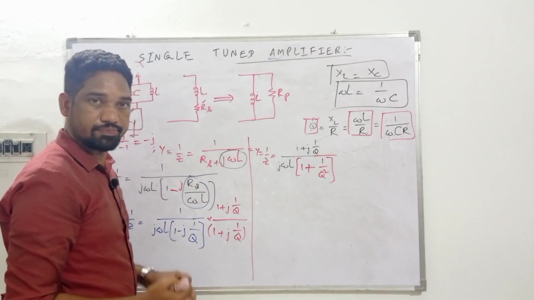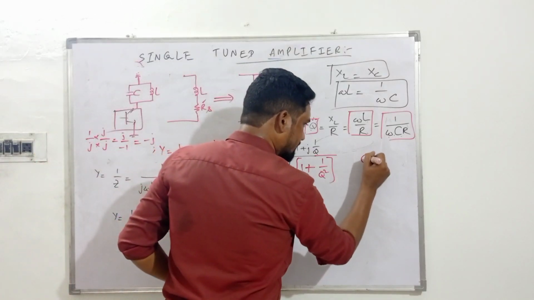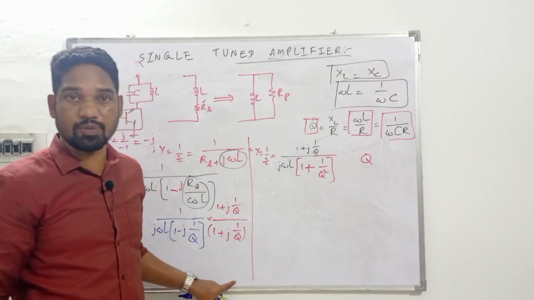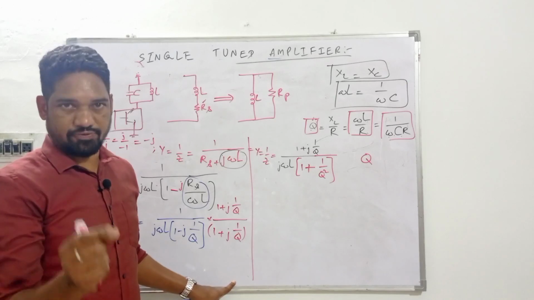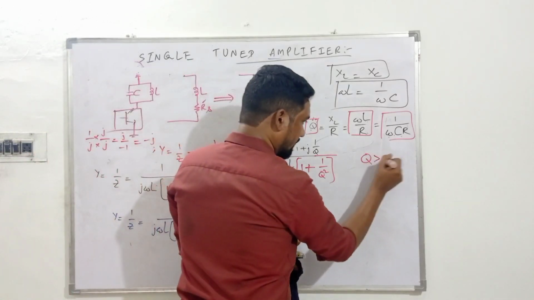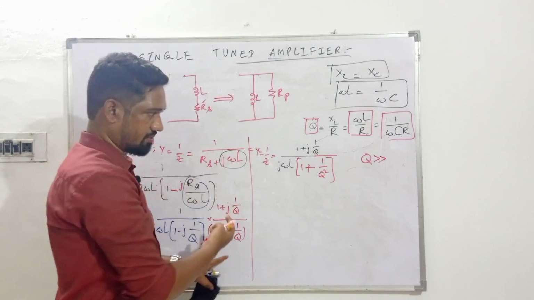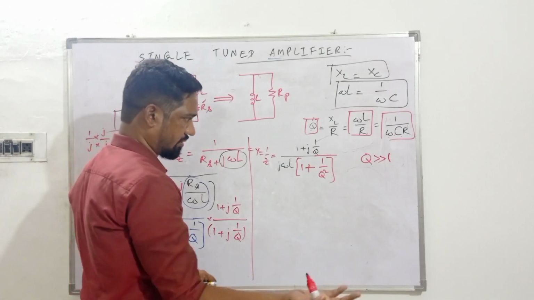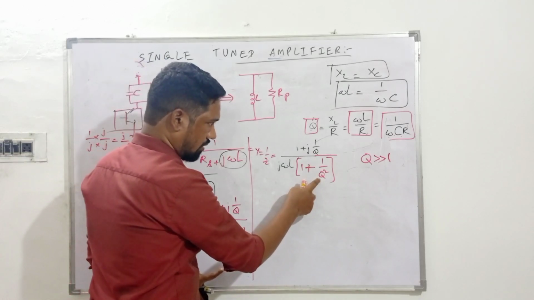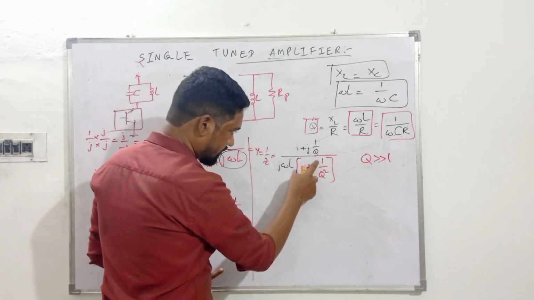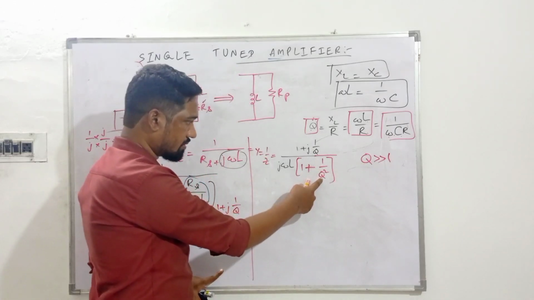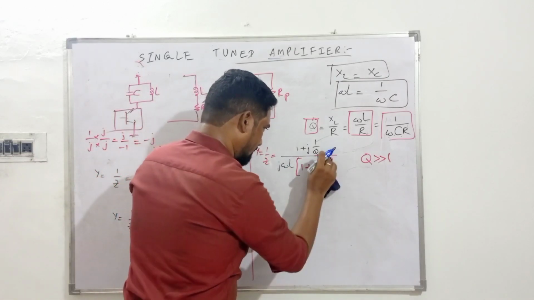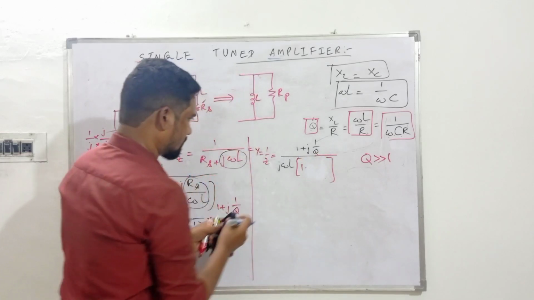So for the Q value, it will be some 10, 15, like that. If we select an inductor for any purpose, it has some Q value specified by the manufacturer. If you select the inductor and capacitor values in such a way that the Q value is greater than 1, let it be 9, 10, like that, then with Q greater than 1 in the denominator, this becomes insignificant. This will be a very low value, and so it can be neglected.